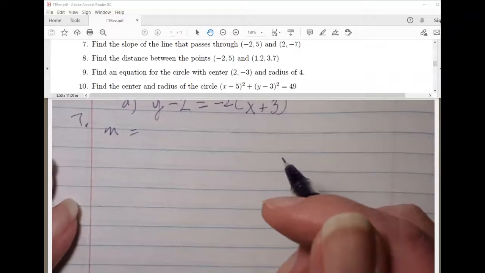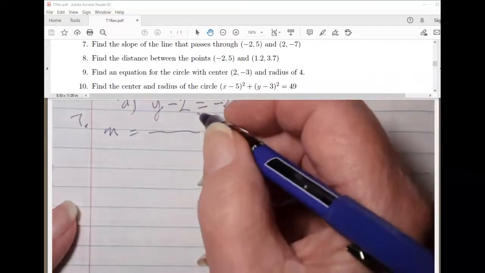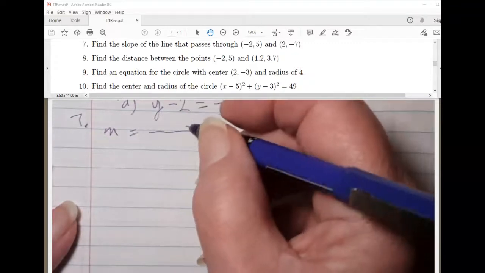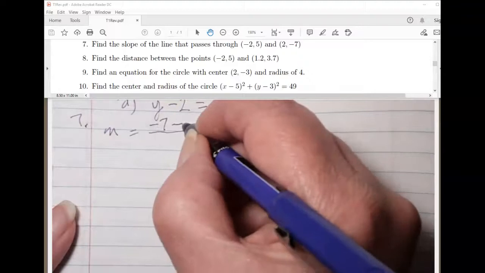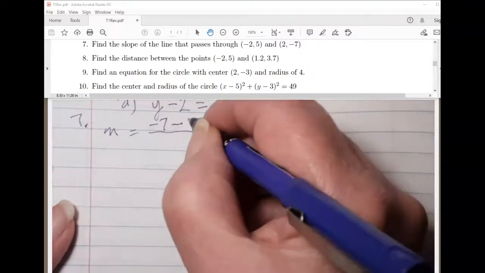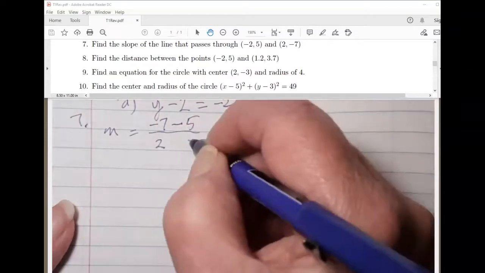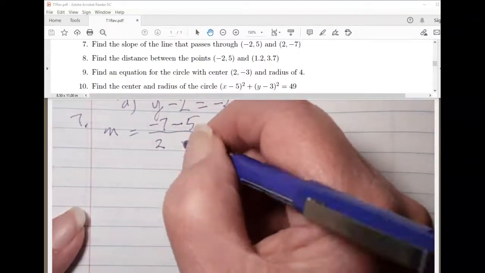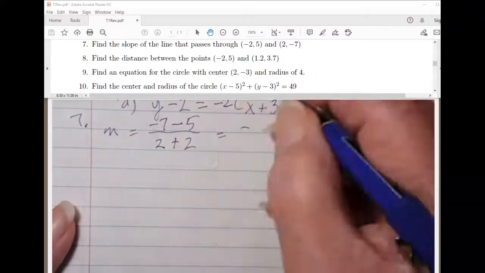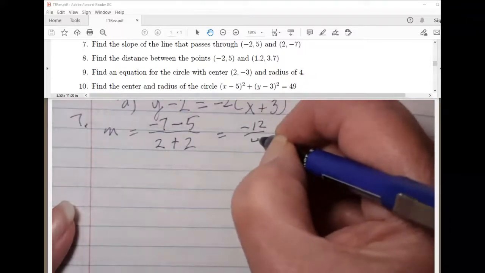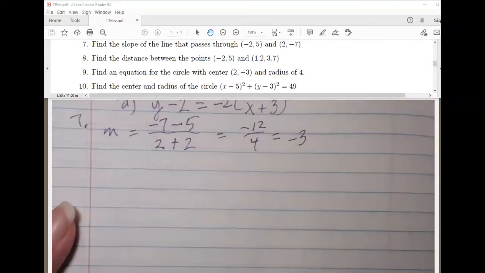For number 7, we want to find the slope of the line. So when we're given 2 points, we need the equation, well, m is equal to y2 minus y1 over x2 minus x1. So y2 is a negative 7 minus y1 is 5, x2 is 2, and x1 is a negative 2, so I'll put a plus 2 in here. So we end up with negative 7 minus 5 is negative 12 over 4, which reduces to be negative 3. Please reduce when you can.